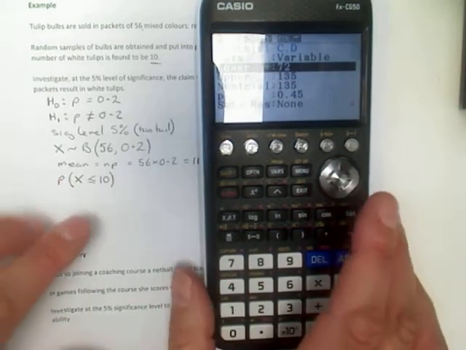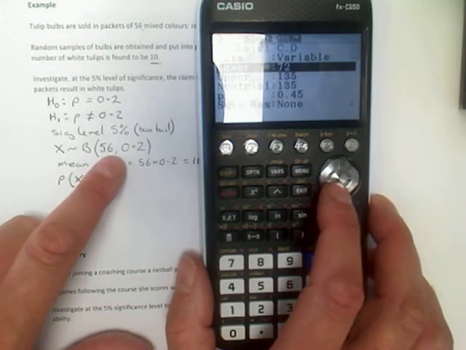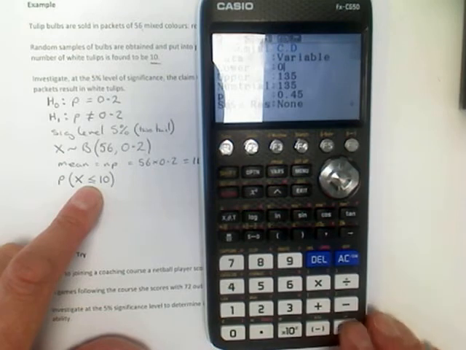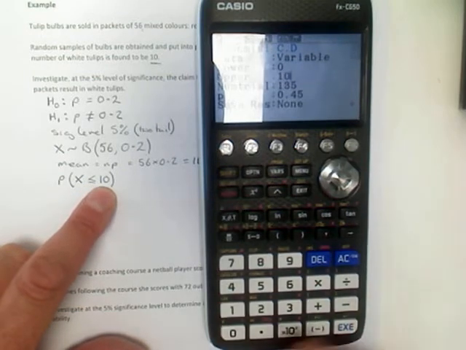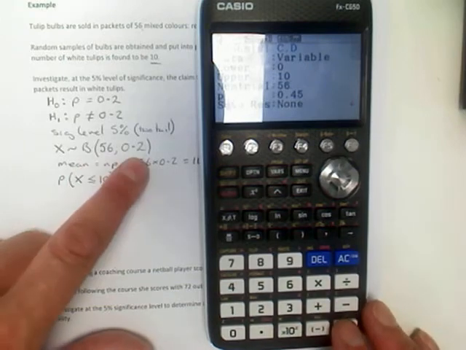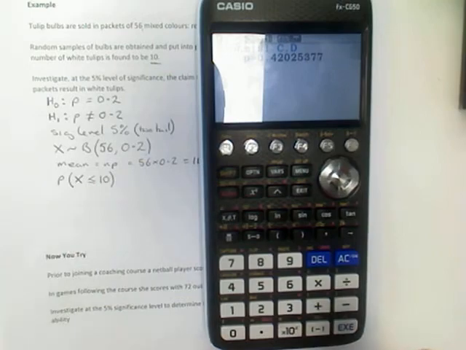So I'm going to do my BCD on the binomial distribution based on this. I've got a lower of 0 because I'm going less than or equal to 10. I've got an upper of 10. My number of trials is 56 and my probability is 0.2. So what is the probability of that happening?